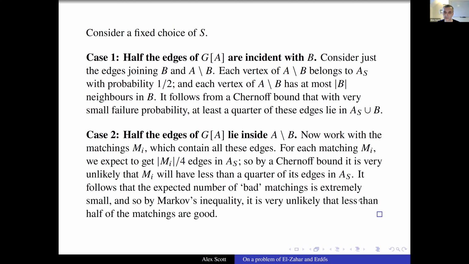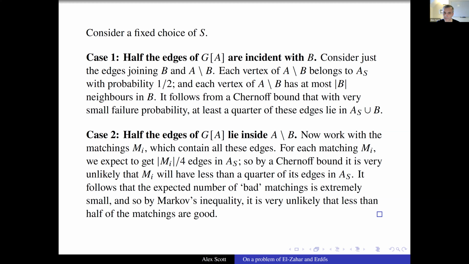So half the edges of GA lie inside A minus B. So now we've got a graph on A minus B. Let's look at it. So each individual edge, well, the probability it lies inside AS is a quarter, because if you think about an edge XY, X is in your AS with probability half, Y is in AS with probability half, so the probability that both ends are in is a quarter. Okay, but it's not quite so simple, but here's where our matchings are useful.